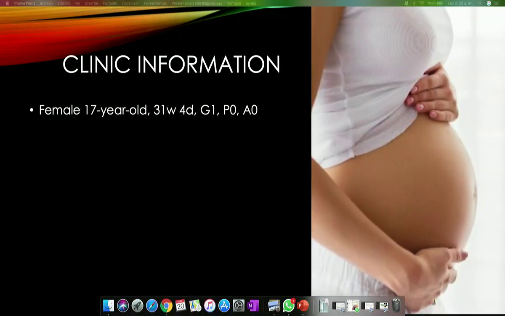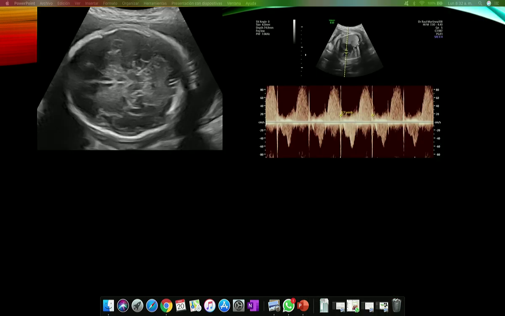We have a 17-year-old female with a pregnancy of 31 weeks of gestation, and she had no relevant history. Within the normal evaluation of the fetus, we observe the brain within normal morphological characteristics, including the structures of the midline, lateral ventricles. We also see the thalamus and cerebellum and other structures of the posterior fossa. All of these structures until this moment are apparently normal.